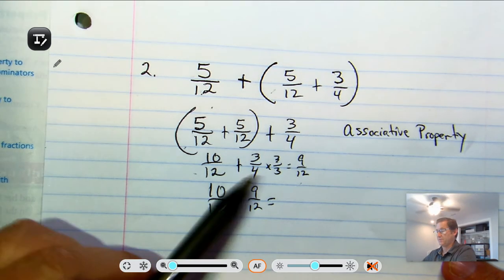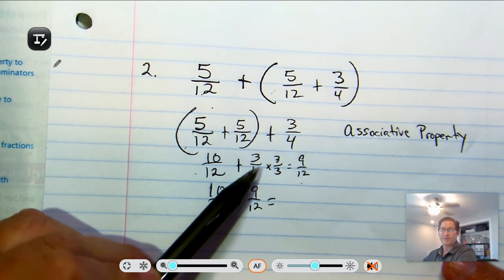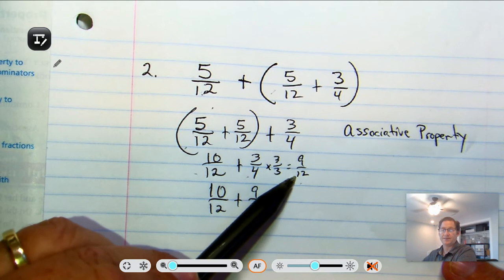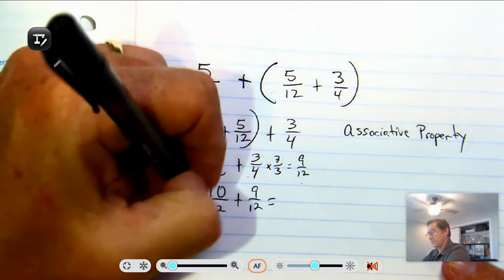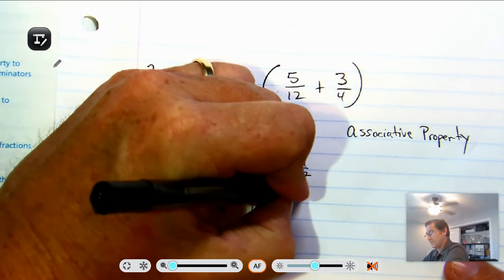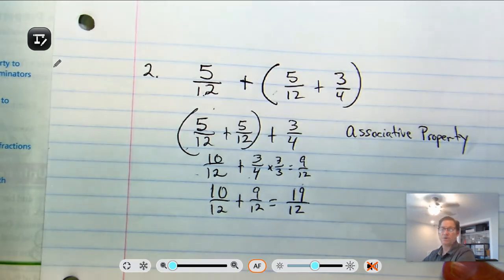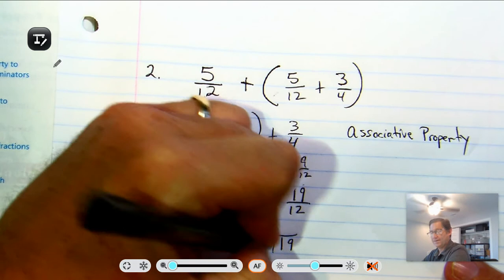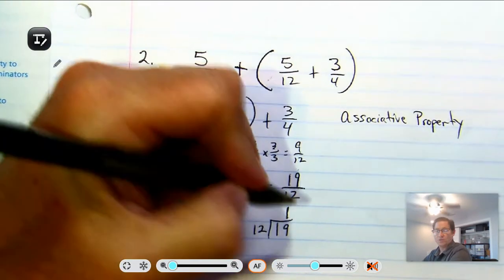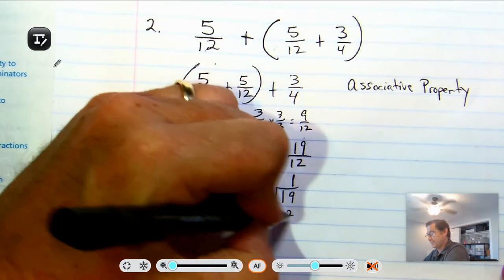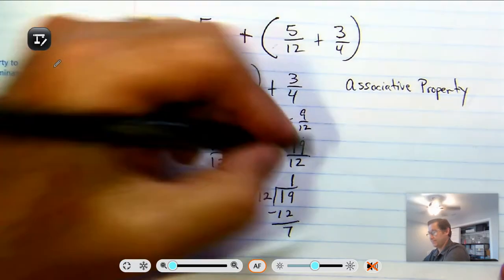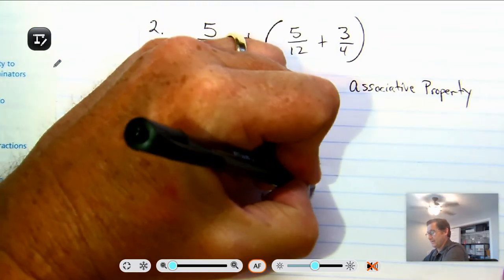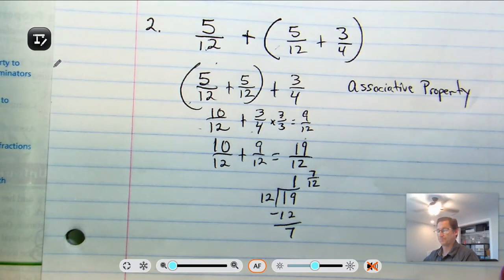9/12 is the equivalent fraction for 3/4. All we did is rename 3/4 as 9/12. So 10/12 plus 9/12 is 19/12. Let's divide that because that's a fraction greater than 1. I can take 1 from 19 with a remainder of 7. So 1 and 7/12.